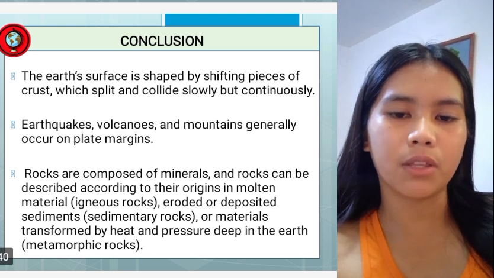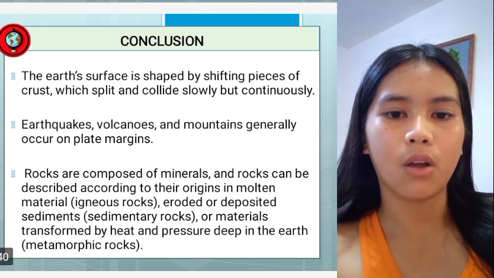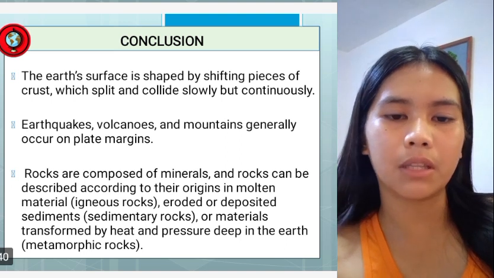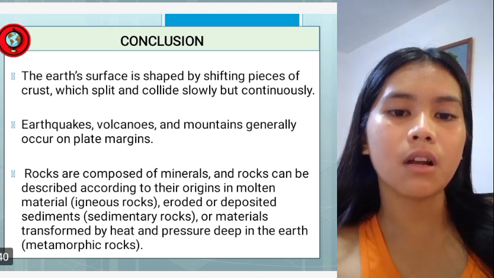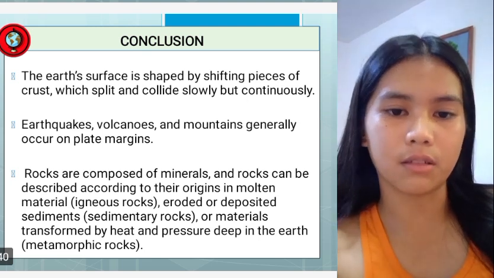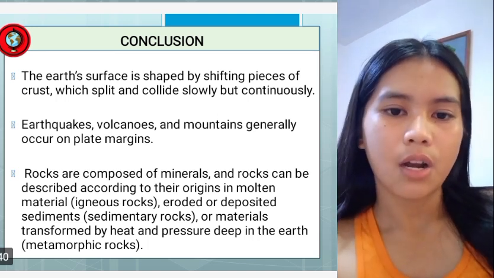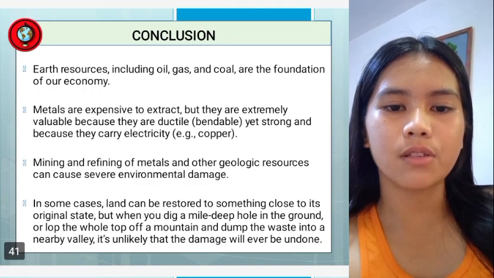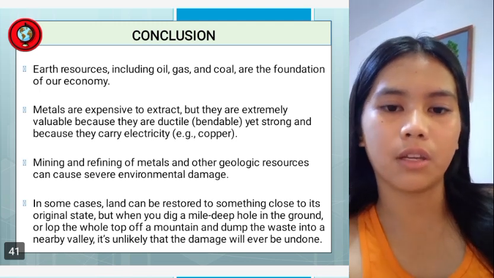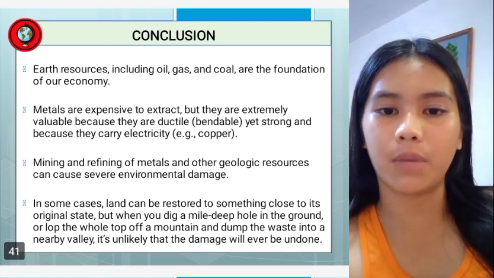Rocks are composed of minerals, and rocks can be described according to their origin: molten material, or igneous rocks; eroded or deposited sediments, or sedimentary rocks; or materials transformed by heat and pressure deep in the earth, or metamorphic rocks. These types of rocks are found on Earth's crust. Earth resources, including oil, gas, and coal, are the foundation of our economy. Earth is rich in diverse resources which we people benefit from.